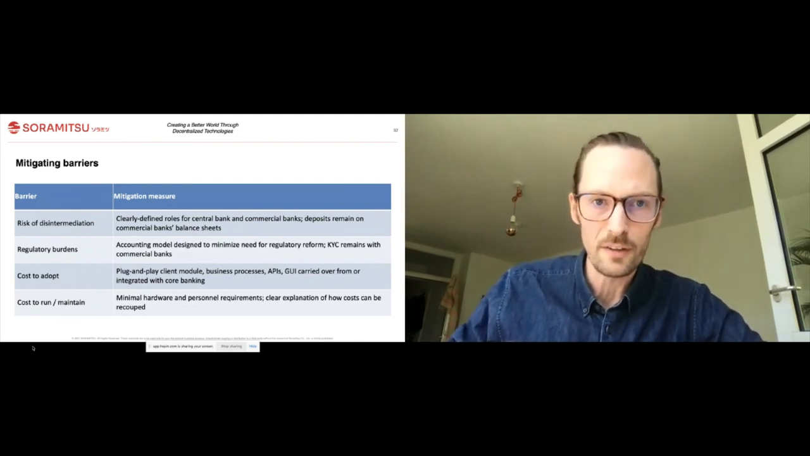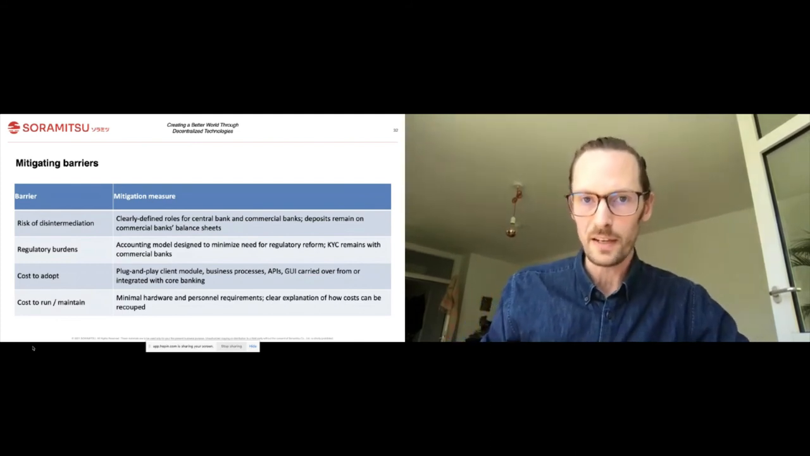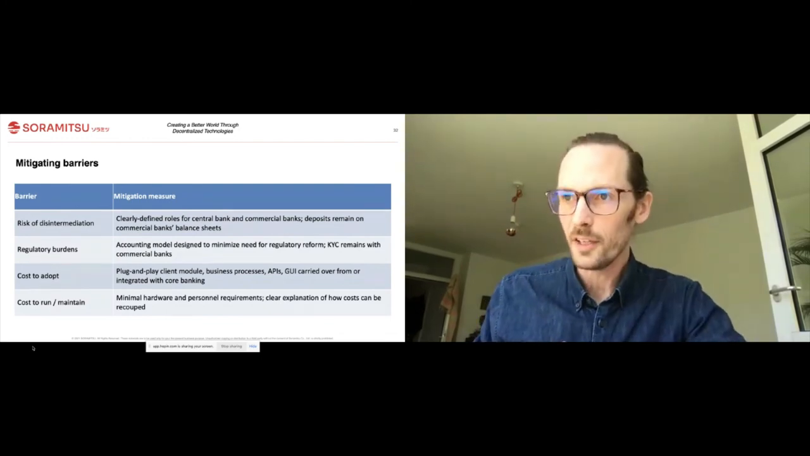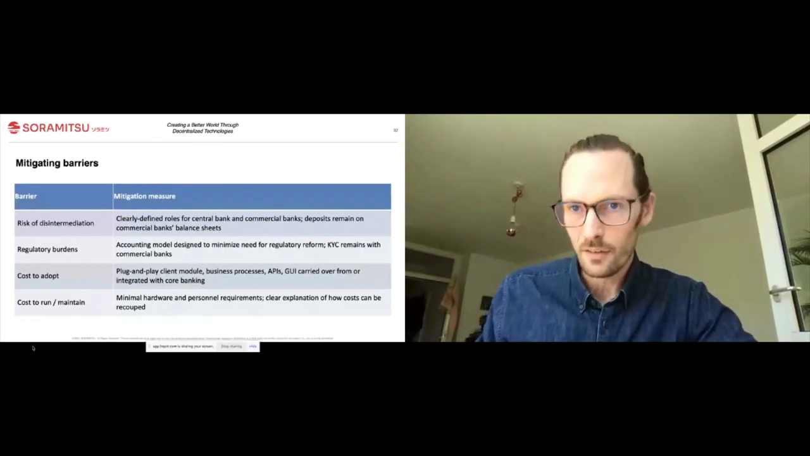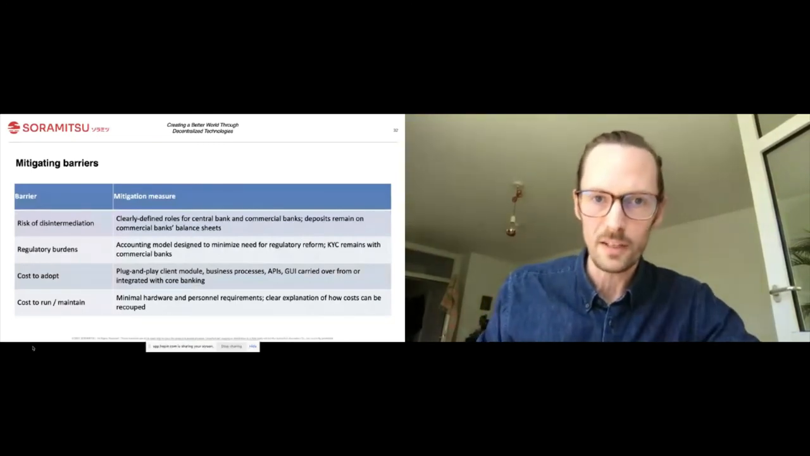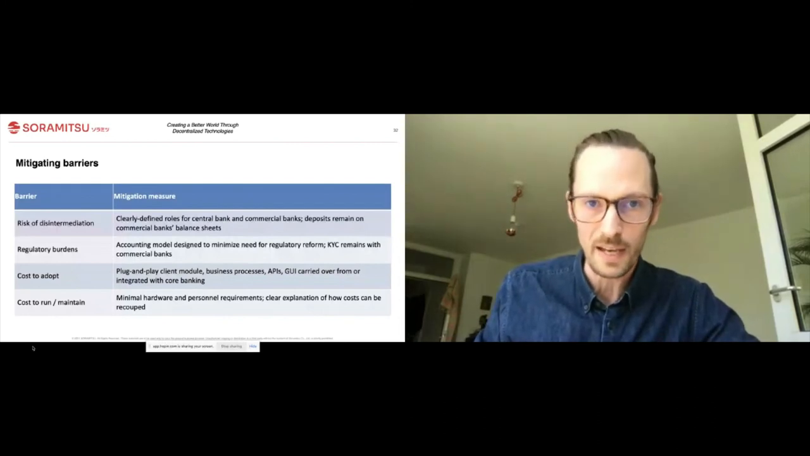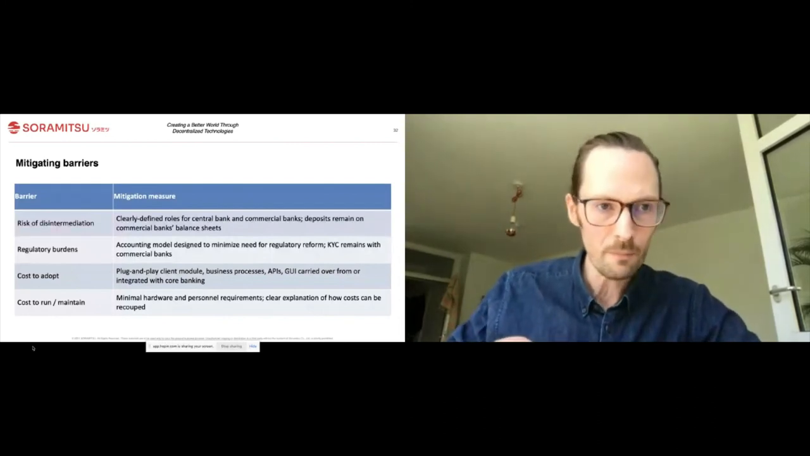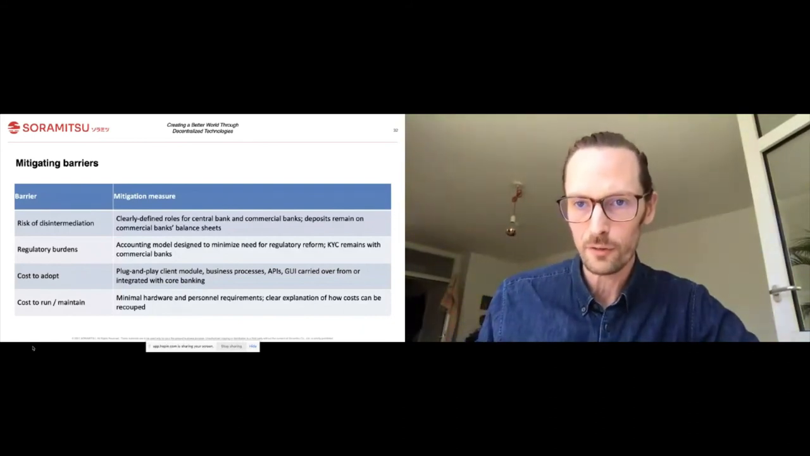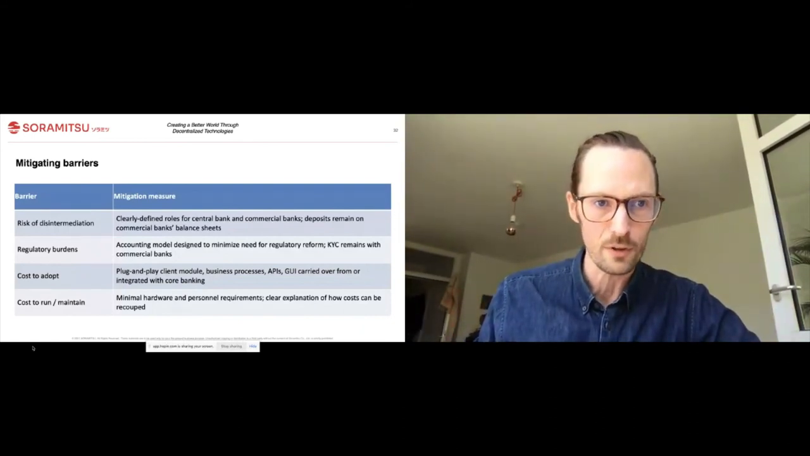Within Bakong, there are these clearly defined roles for the central bank as the operator of the ledger and commercial banks as the maintainers of accounts. And in this way, deposits remain on the commercial bank's balance sheet while still maintaining the security of having a central bank backing in the end. The accounting model also minimizes the need for regulatory reform because KYC remains with the commercial banks.